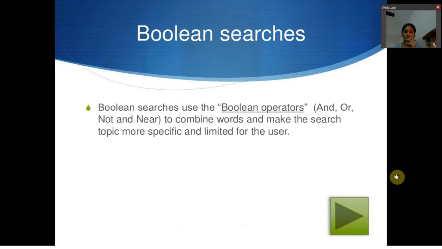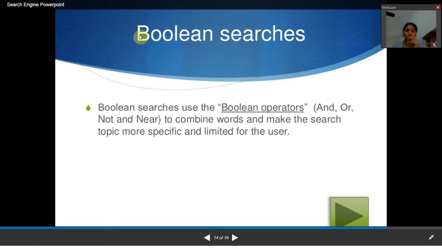One other way we can search is using Boolean operators: and, or, not, or near. This just gives us a better way to search to find the information that is needed.